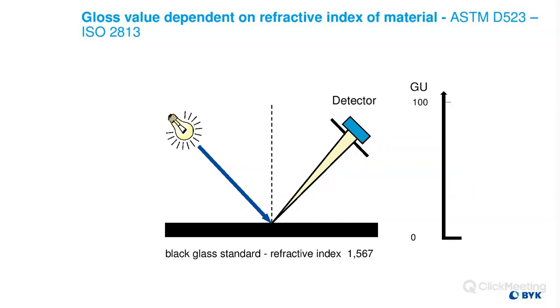Okay, so the gloss unit scale. Basically, the way this was determined was when the first gloss meter was being developed, the engineers who did that said that this black glass that we have, this highly polished black glass with this specific refractive index, is equal to 100 gloss units. So every gloss reading is relative to that reading of that black glass standard being 100 gloss units.